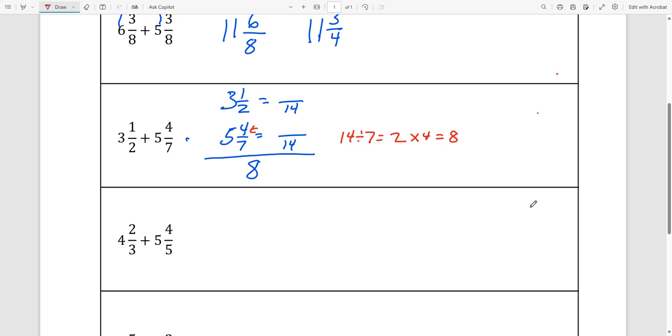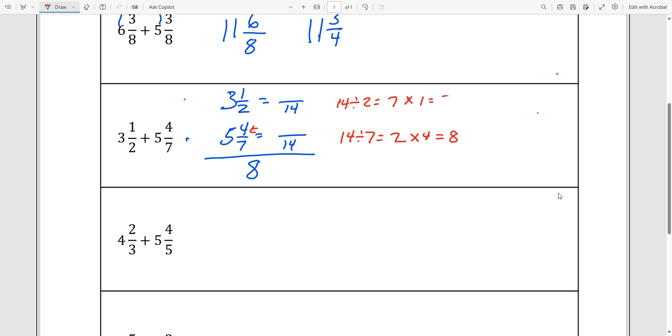All right, and then we'll do the 14 divided by 2. So 14 divided by 2 is 7. And then we'll multiply that times the numerator here, which is 1. So 7 times 1 is equal to 7.